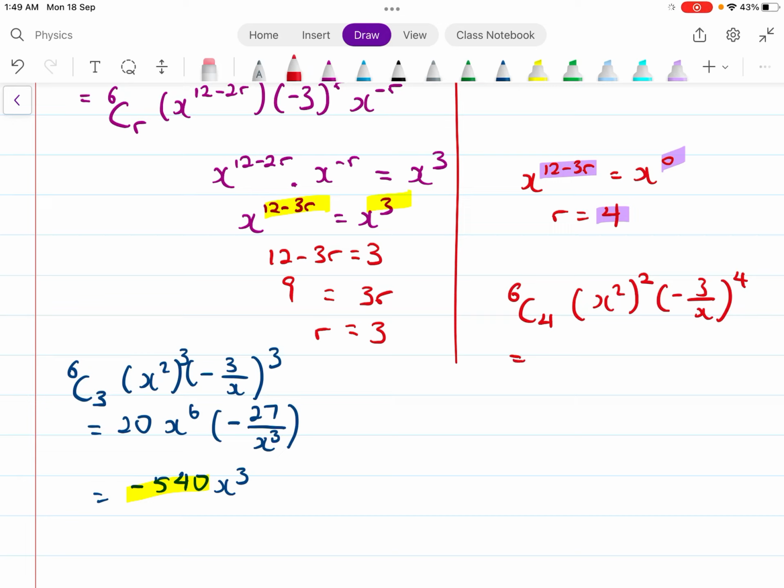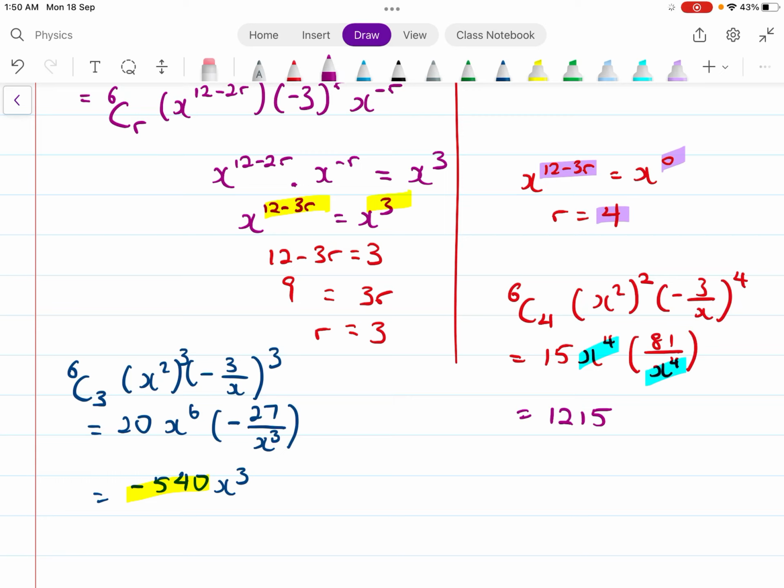So when you do the 6 choose 4, it's about 15 x to the power of 4 and bracket. So 3 to the power of 4 is 81. So this is 81 over x to the power of 4. So you notice that my x to the power of 4, x to the power of 4 can be cancelled away. So what we get is just a constant of 1215. Okay, so this is the first part.